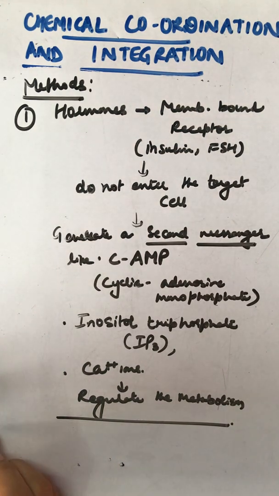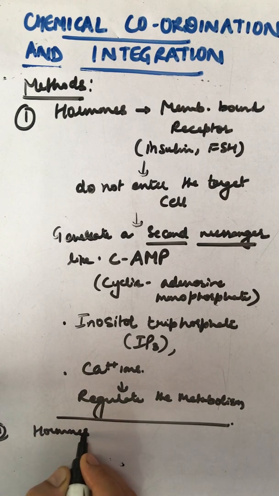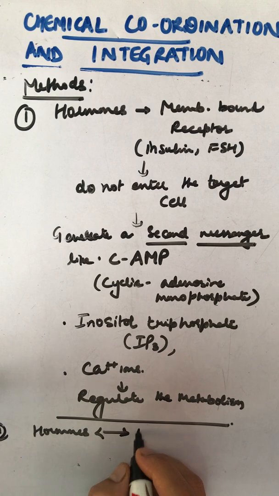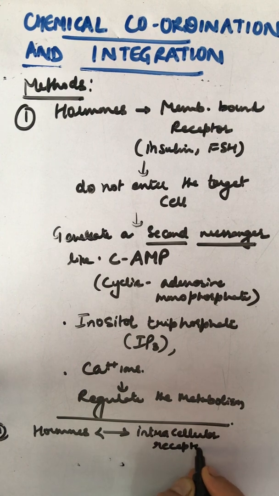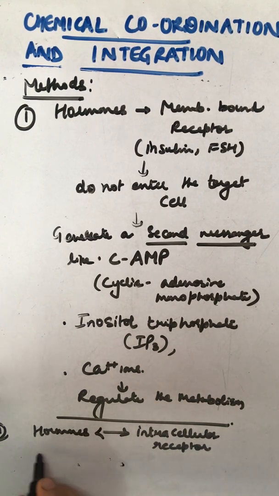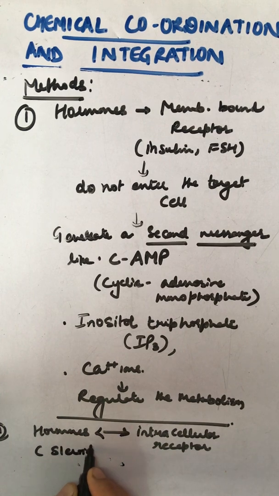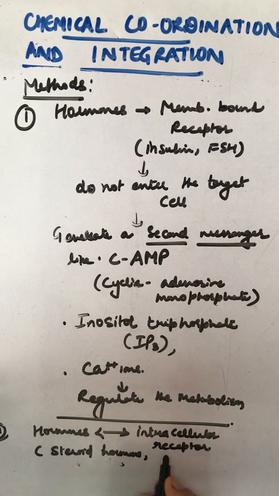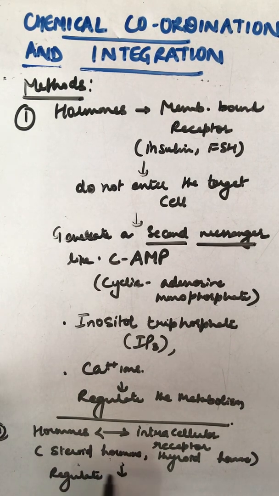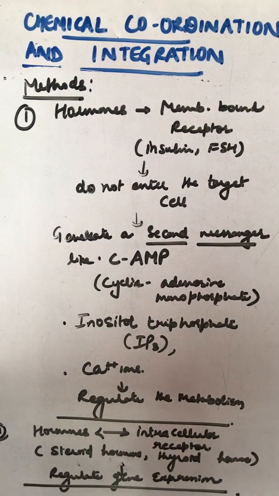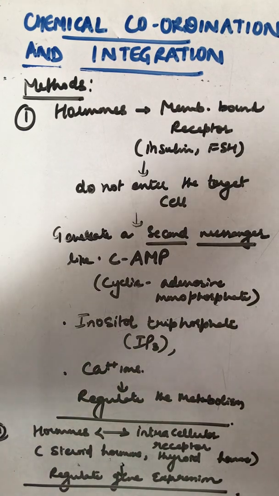Second is hormones will interact with the intracellular receptor. Intracellular, within the cell receptor, like steroid hormone, thyroid hormone. So what do they do? They regulate gene expression. They regulate gene expression.